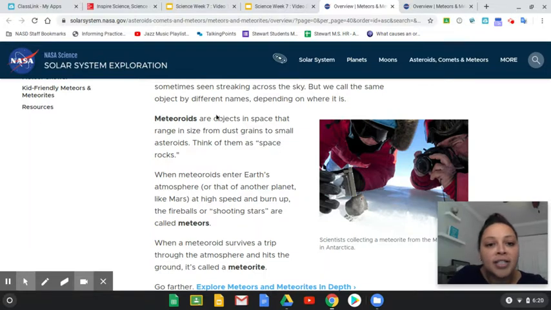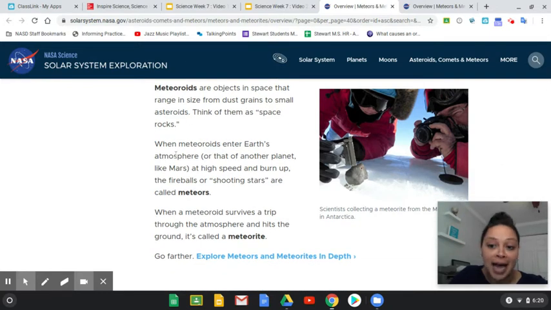It says meteoroids are objects in space that range in size from a dust grain to small asteroids. Okay, and we think of them as space rocks. All right, so they're out there just kind of floating in the sky, in the solar system. So when meteoroids enter Earth's atmosphere or that of another planet like Mars at high speed and then they burn up, the fireballs or shooting stars are called meteors.